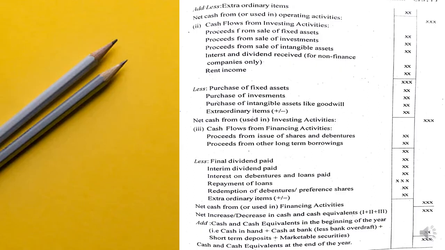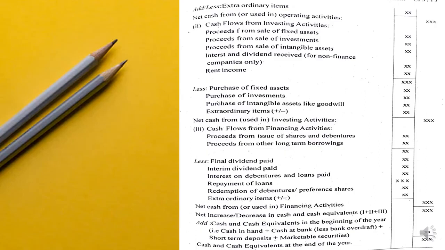Again you will be having cash flow from investing activities. This should be shown here, that is you will be adding this, and after that you will be deducting purchase of fixed assets, purchase of investments, purchase of intangible assets like goodwill, or extraordinary items. And the third one will be cash flow from financing activities. Proceeds from issue of shares and debentures and proceeds from other long-term borrowings will be shown here. With that, you will be deducting final dividend paid, interim dividend, interest on debentures, repayment of loans, etc. And you will be getting net cash from financing activities.